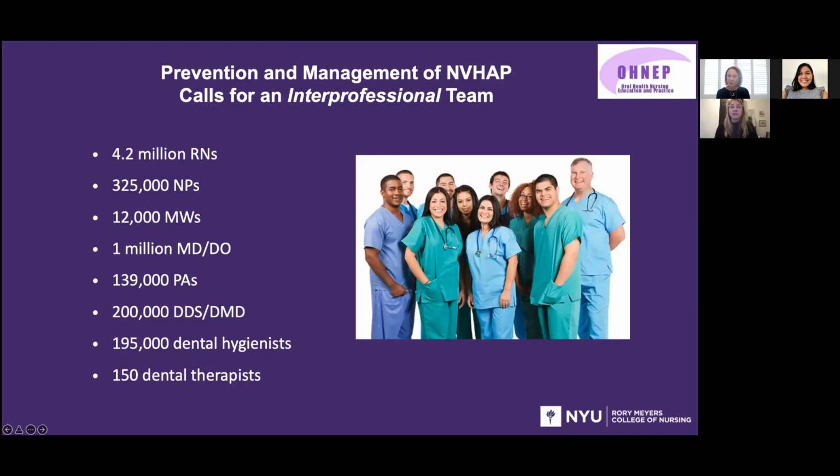There are roles for all of these professions in NVHAP. So non-dental providers and dental providers, but thinking about nurses, nurse practitioners, all of these that are listed, all of these professions can easily incorporate oral health into their assessments with their patients and as part of their management planning with their patients.